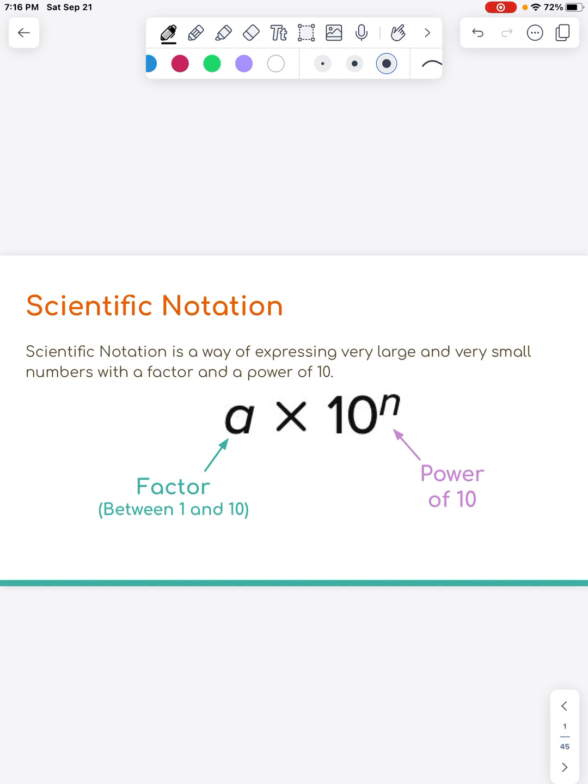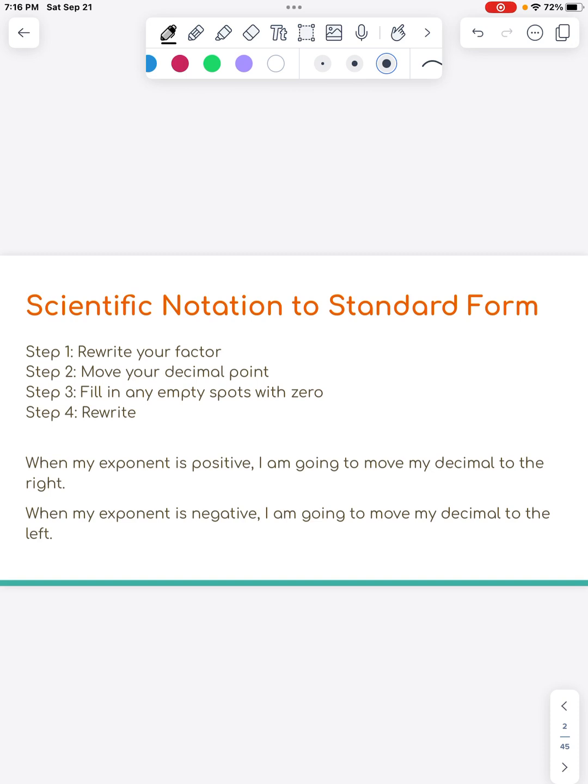So, scientific notation is a way of expressing very large and very small numbers with a factor and a power of 10. You can see our factor is in the spot of A. I will be referring to it as factor and power in this video. Our factor has to be between 1 and 10, and it's always a power of 10, so we have 10 and some exponent. So we are first going to look at going from scientific notation to standard form. So, like I said, I will be using the vocab.